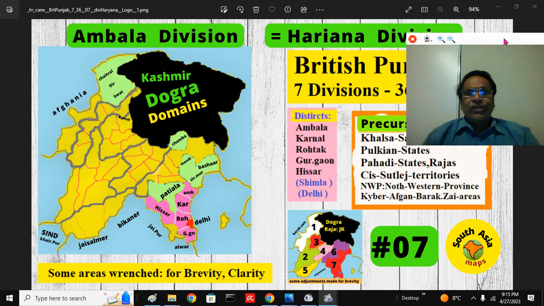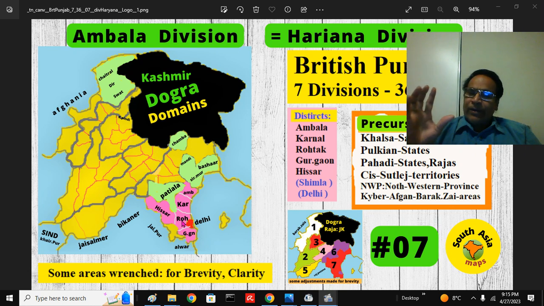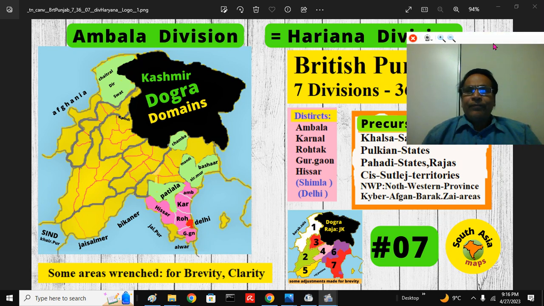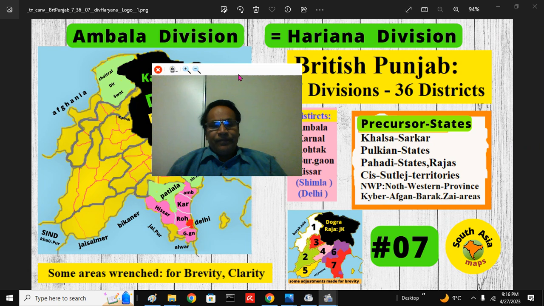The districts are Ambala district, sometimes spelled Umbaila at the time, Karnal district, and of course Rohtak district surrounding Delhi. Delhi district also used to be a part, later elevated like a special centrally ruled Delhi, when the British moved their capital, so it was taken away. Then the Gurgaon district and the Hissar district, the bigger Hissar district.